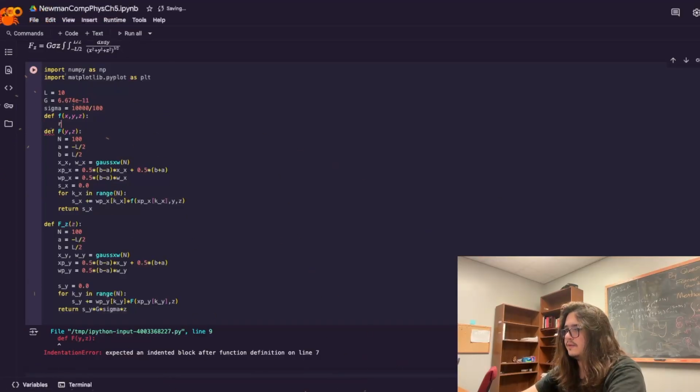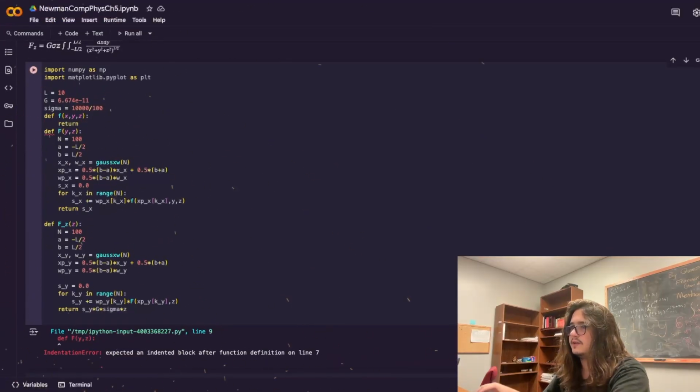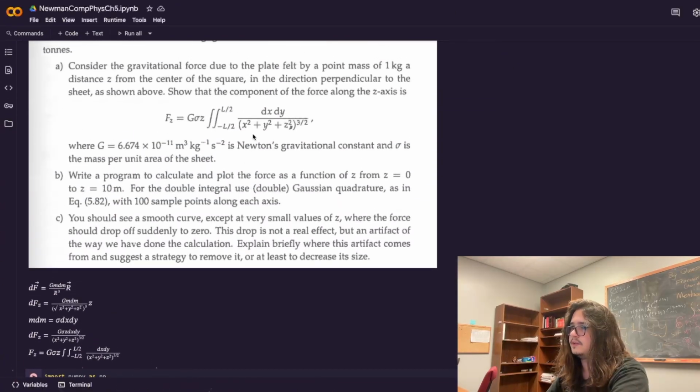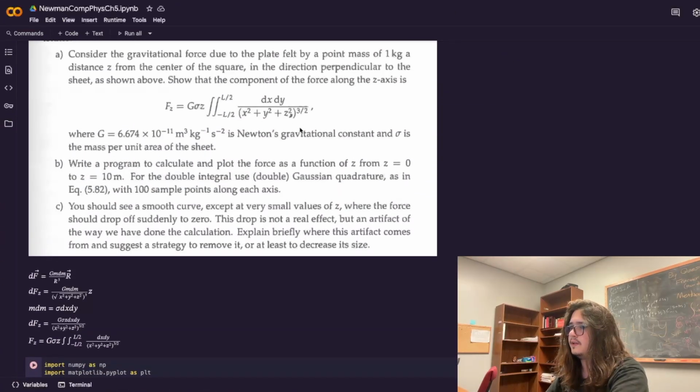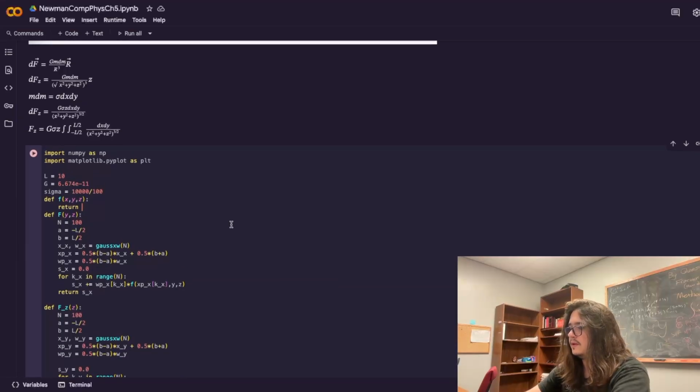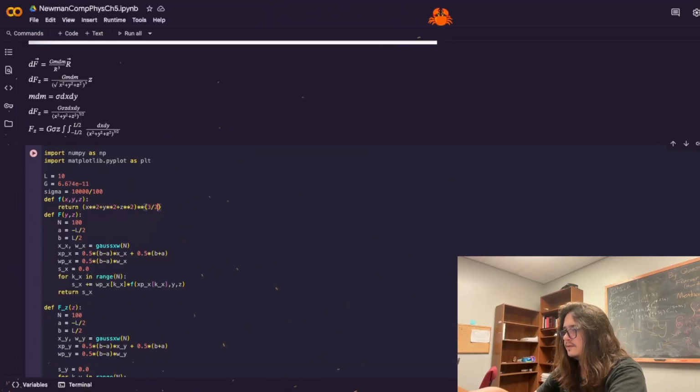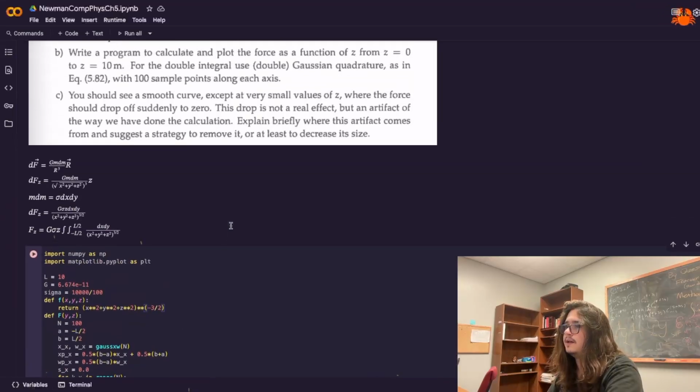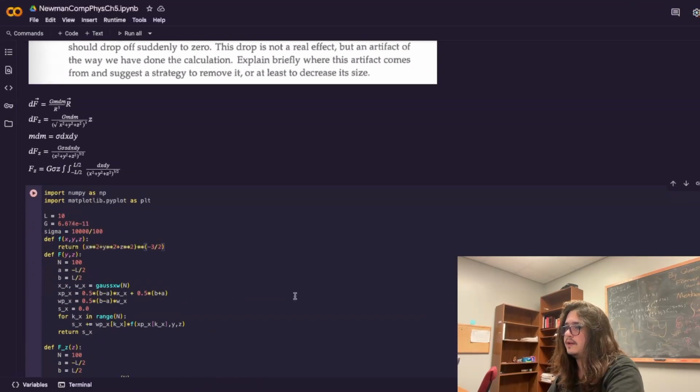Finally, the first function that all of this is based on is just the integrand itself, which is just that fraction. So I'm going to do x squared plus y squared plus z squared raised to the 3/2. I'm mixing Python with LaTeX now, and it's even minus 3/2. Just looking at that integrand.